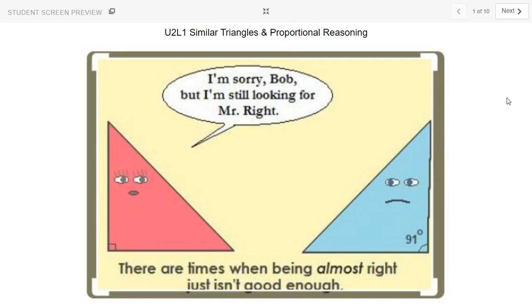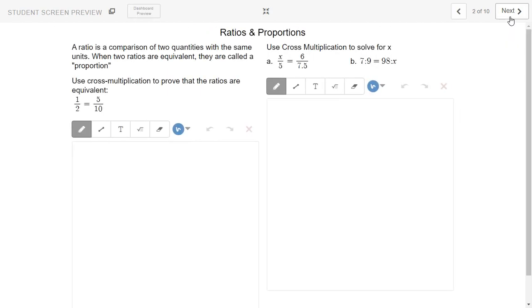Hi class, today we're going to talk about similar triangles and proportional reasoning. Just a quick review of back when we were doing ratios and proportions. A ratio is a comparison of two quantities with the same units. When the two ratios are equivalent, they're called a proportion.